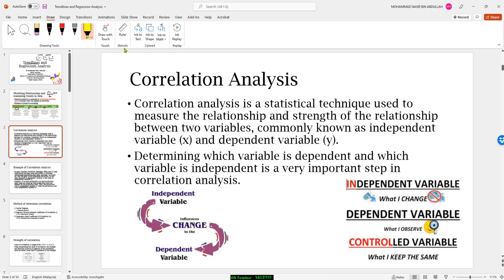So the first part we look at is correlation analysis. Correlation analysis is a statistical technique used to measure the relationship, and the strength of the relationship, between two variables, commonly known as independent variable and dependent variable. So we have two variables here. The purpose of correlation analysis is to measure the relationship. We want to see what the relationship is between two variables. For example, heart disease and smoking. Is there any relationship between heart disease and smoking? If we say there is, what is the relationship?